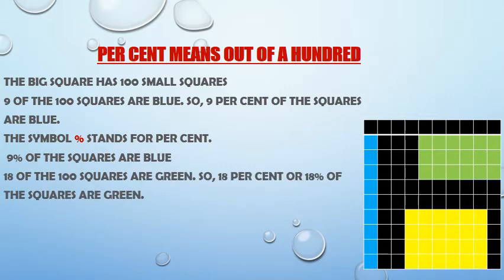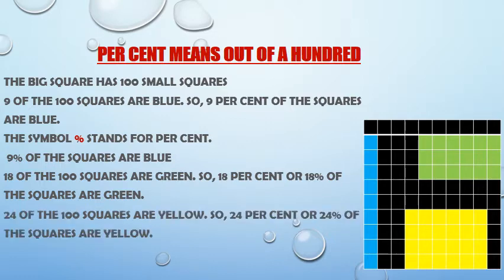In the same way, 18 of the 100 squares are shaded in green. So we can say that 18%, where we write the symbol for percent, of the squares are green. Now 24 of the 100 squares are yellow. So 24% in symbol of the squares are yellow. Therefore we can end up saying that percent means out of 100.